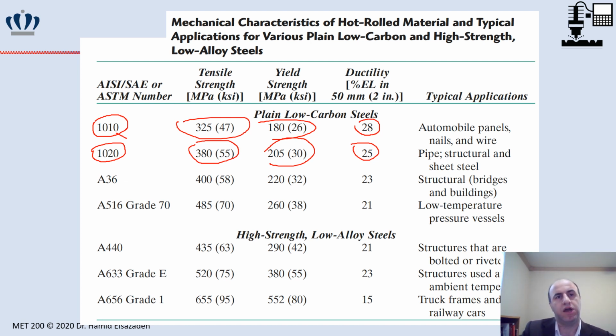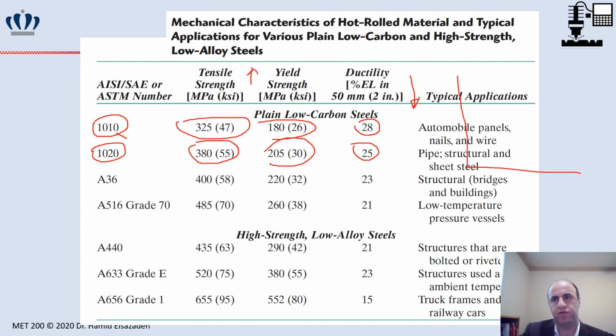The carbon increase is the main cause of increasing strength. When you add carbon, the material becomes harder, so the strength goes up, but ductility goes down. What is strength and what is ductility?